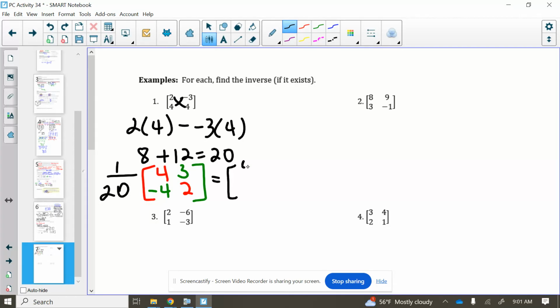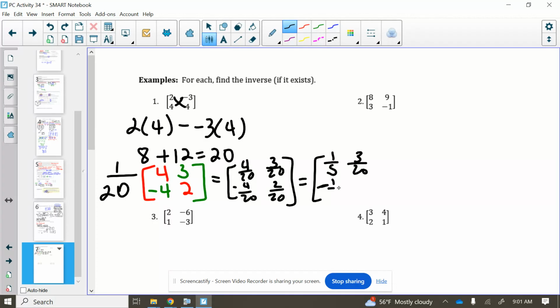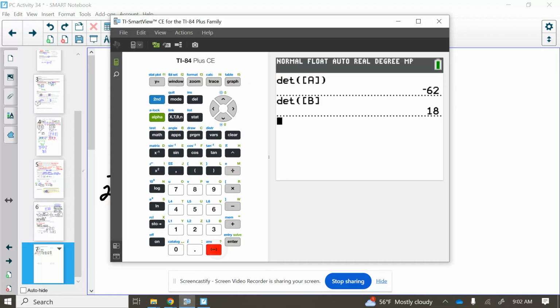So we have 4 over 20, 3 over 20, negative 4 over 20, and then 2 over 20, many of which can reduce. 4 over 20 is the same thing as 1 over 5. 3 over 20 does not simplify. Negative 4 over 20 is negative 1/5. And then we have 1/10. And again, if you are ever unsure whether negative 4 over 20 simplifies, math, enter, enter. Boom, you see that simplifying.